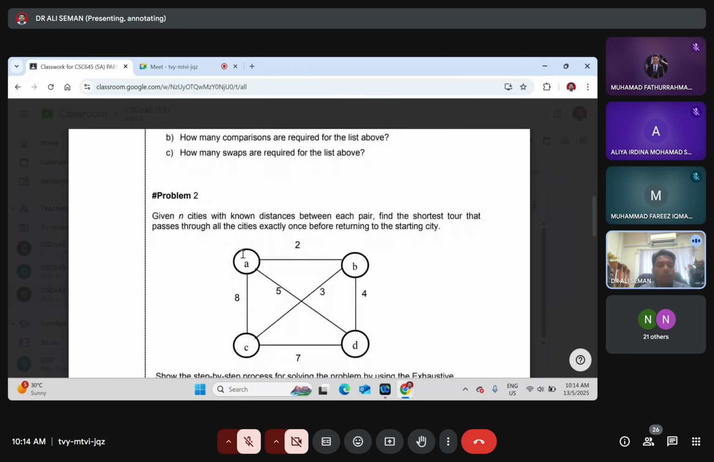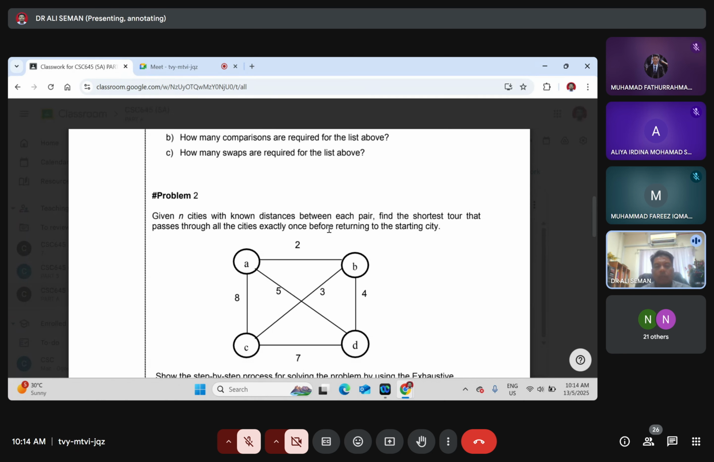Okay, problem number two. Number two is based on the approximation problem, which is actually under exhaustive search. Exhaustive search is a subset of brute force. One example of a problem that we discussed during the lectures is the TSP, the traveling salesman problem. Given n cities with known distances between each pair, find the shortest tour that passes through all the cities exactly once. So this is the keyword.